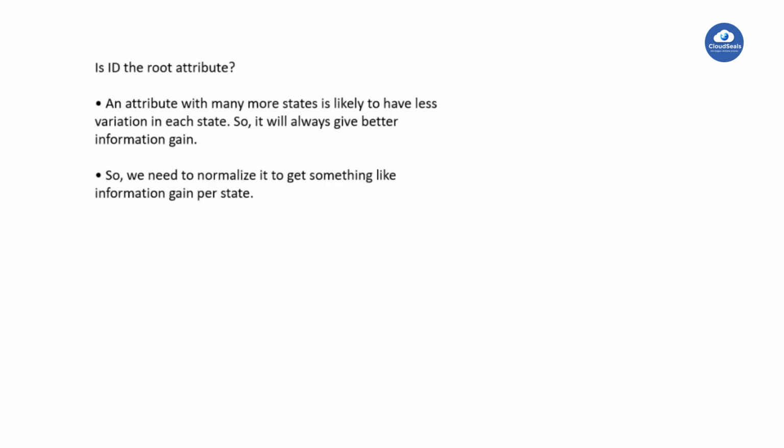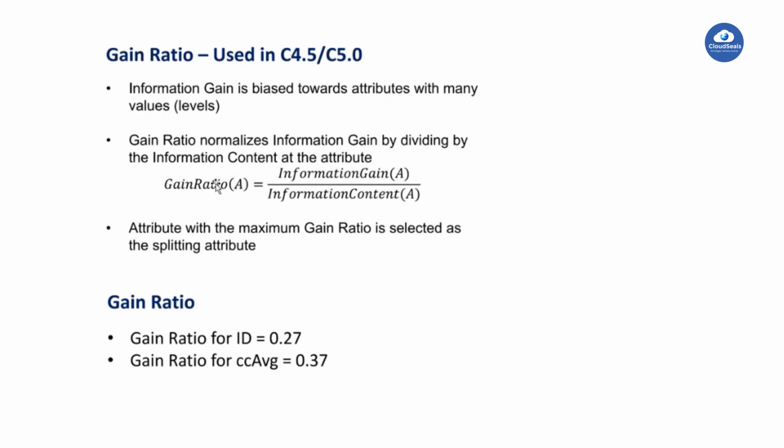Whenever we normalize like this, that's why I'm saying we need to normalize the split. How do we normalize? By calculating the gain ratio, that is information gain by information content. Then only will we be able to identify which attribute has the high priority based on the gain ratio.